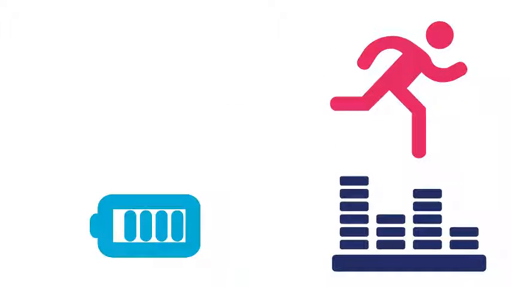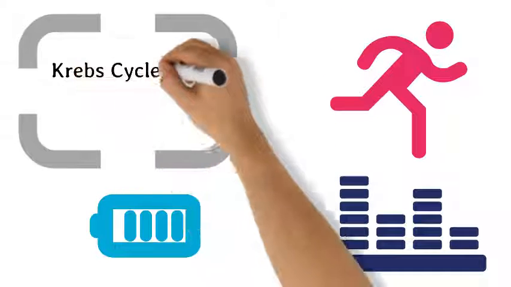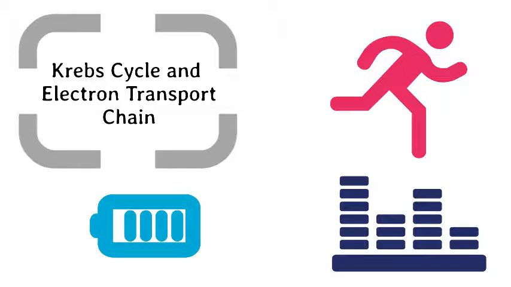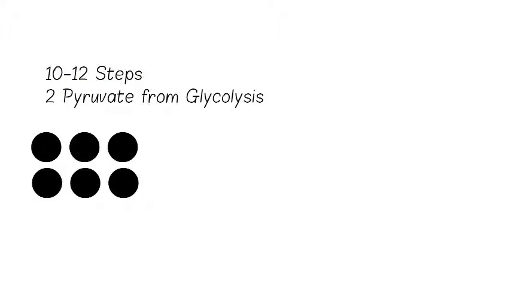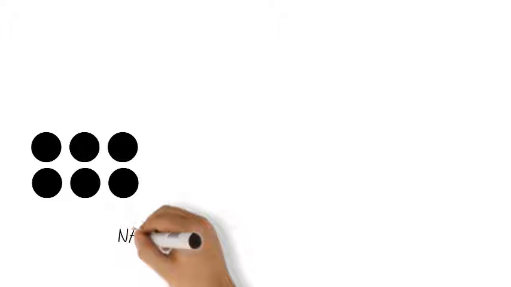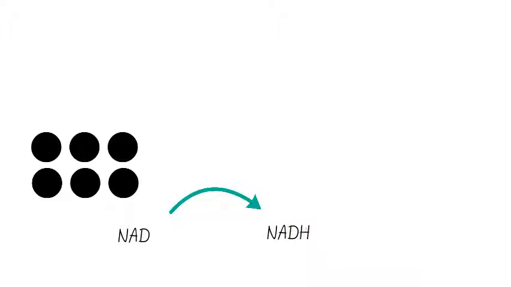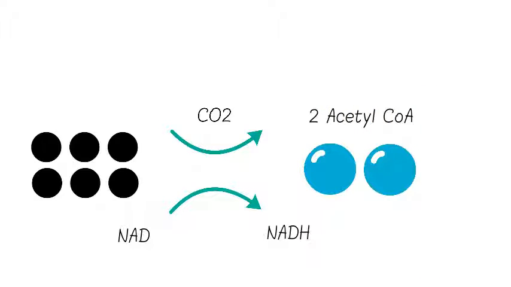During long aerobic exercises, there are two processes where we can gain energy from: the Krebs cycle and the electron transport chain. The Krebs cycle has 10 to 12 steps, starting with 2-pyruvate. The first step is that NAD becomes NADH and CO2 enters, making acetyl-CoA.